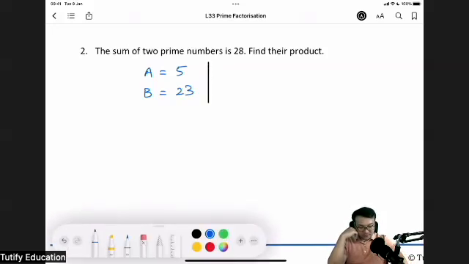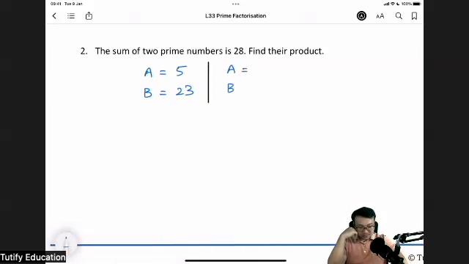After 5, what is the next prime number after 5? 7. So I will take 7 plus 21 equals 28. Can or cannot? Cannot. 21 cannot. Then after 7 is 11. 11 plus 17. Can? Is 17 a prime number? Yes. Very good. Okay, so we have these possibilities.